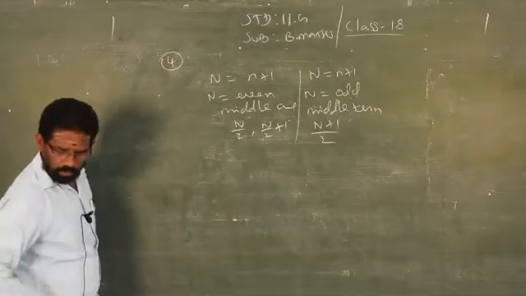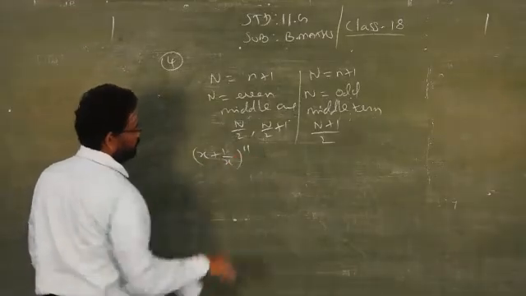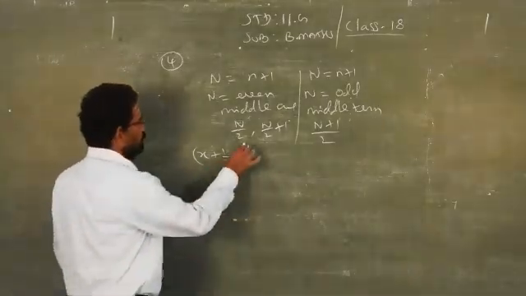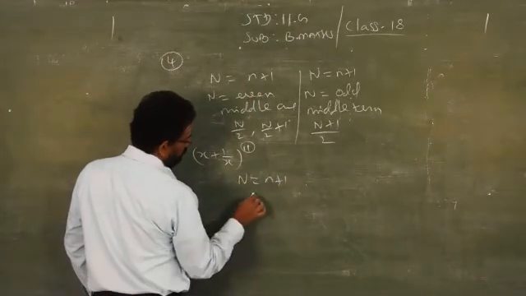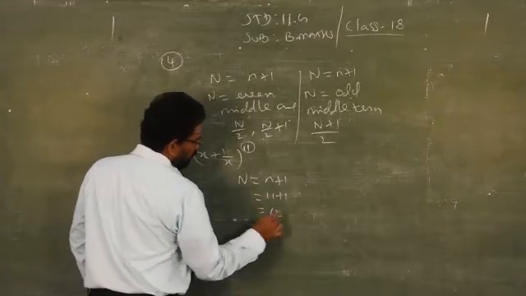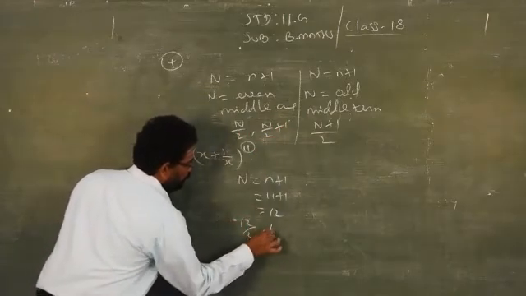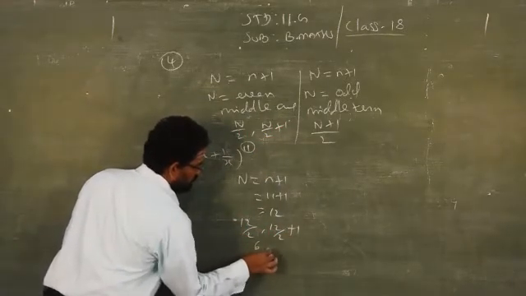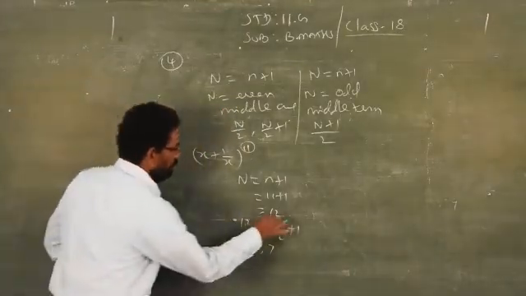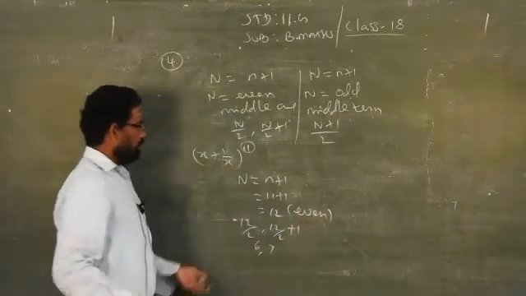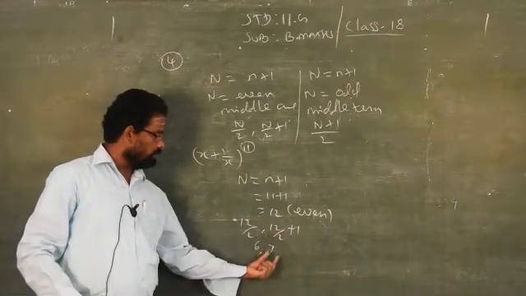So, sum number 4, subdivision number 1: x plus 1 by x whole to the power 11. Find the middle term. First you have to find out capital N. So n plus 1, that is 11 plus 1, how much? 12. What is 12? 12 is an even number. So what is the concept? 12 by 2 and 12 by 2 plus 1, that is 6 and 7. This is an even number, therefore you can apply n by 2, that is 12 by 2, 6, and 12 by 2 plus 1, that is 6 plus 1, 7.